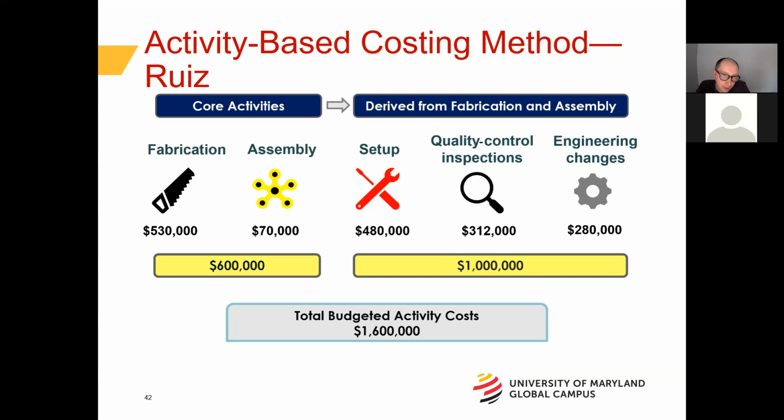So core activities, we have a budget, 600,000. Our derived or secondary activities, 1 million, giving us our total $1.6 million overhead budget for the year. Fabrication, we've allocated 530,000 for the year, 70,000 for assembly for the year, 480,000 for assembly, 312,000 for quality control, 280,000 for engineering.